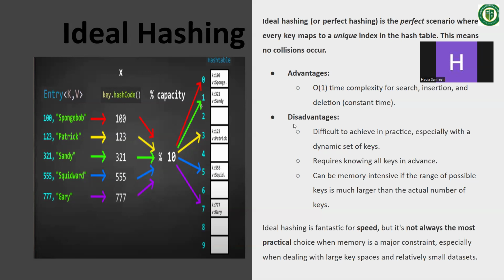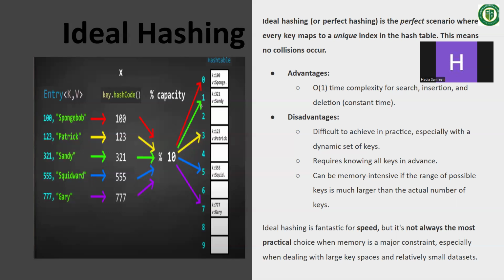But the disadvantage of this is, even though it is very fast and fantastic for speed, it is not practical because of the memory. Because if we want to store each and every key value in a unique index, then we need to have more memory space, right? So that is the catch here. So this is all about ideal hashing, or you can say the perfect hashing scenario.